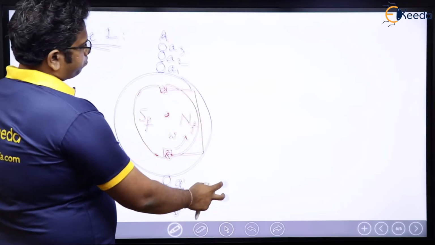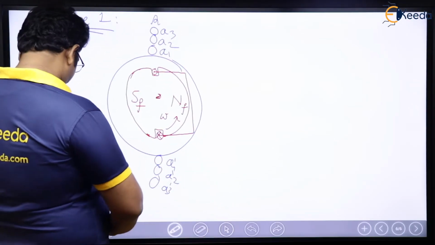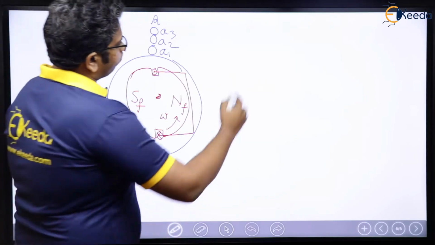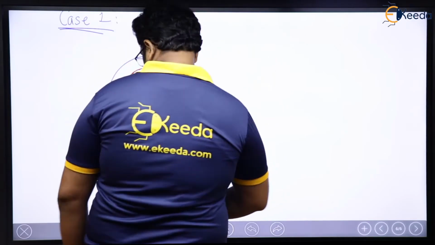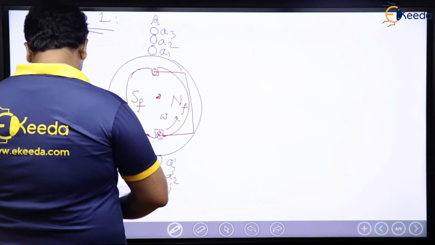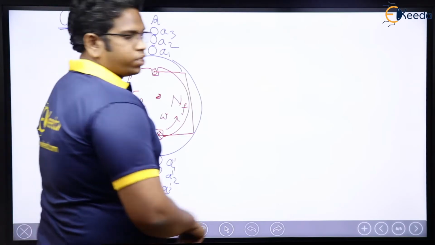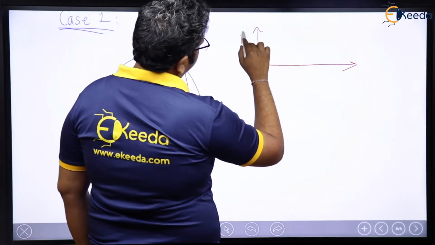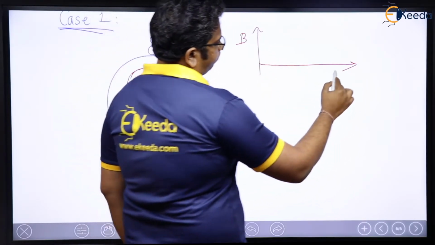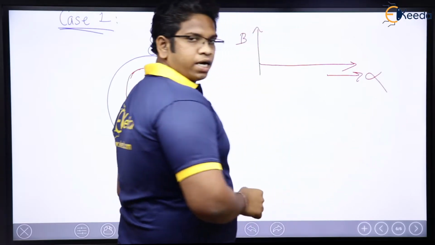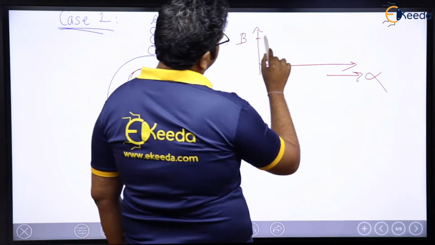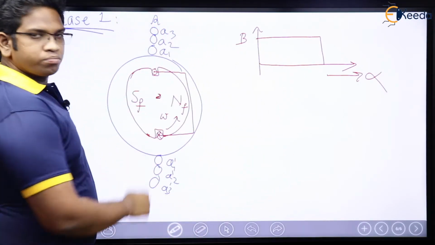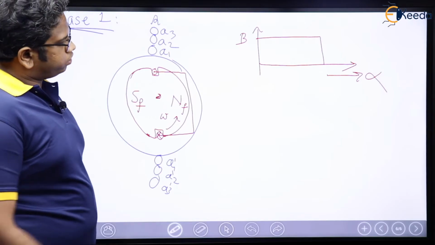Now see here. What is going to be the flux distribution in space if you think of? Flux distribution in space. If you think of flux distribution in space, it is going to be this way. This is going to be B. And if it is varying with space angle alpha, then it is going to be like this, which is nothing but this only, right? Which is fine, no problem. This is going to be it.